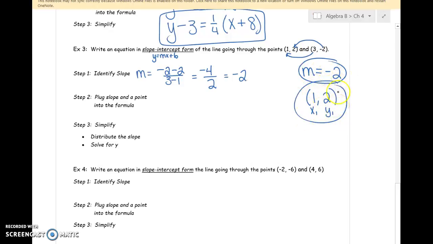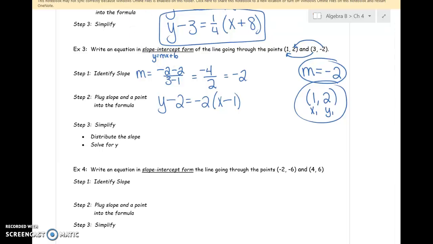Now I have my 3 numbers that I need to plug into that formula. So let's plug it in. y minus, which number? 2 equals our slope, -2, parentheses, x minus our x value, 1. Make sure it just says x minus 1.